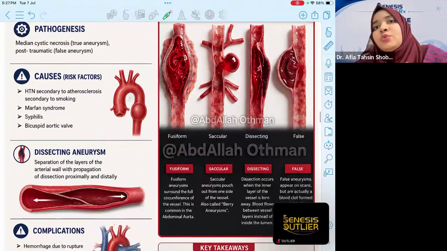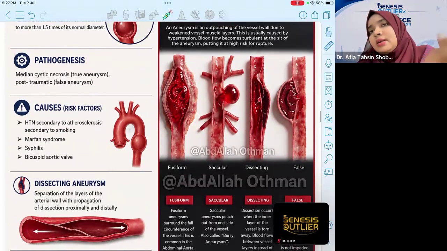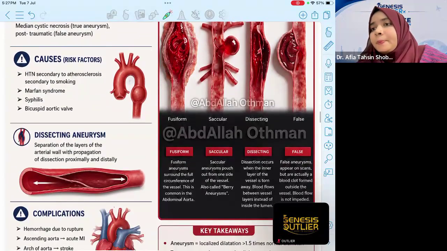Then another question will be, what are the causes or what are the risk factors? Here the risk factors we can tell are hypertension, which is secondary to atherosclerosis and also secondary to smoking. Then you can tell Marfan syndrome, syphilis, bicuspid aortic valve. These are important for exam. Okay, don't miss it.